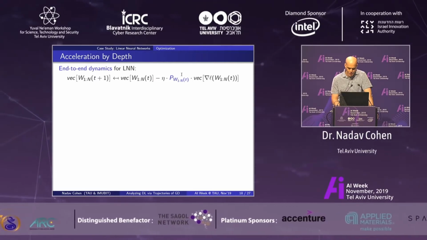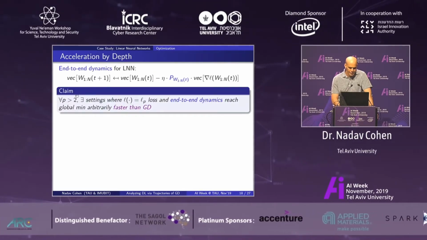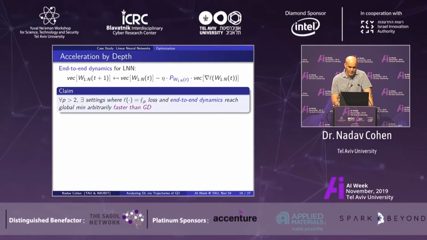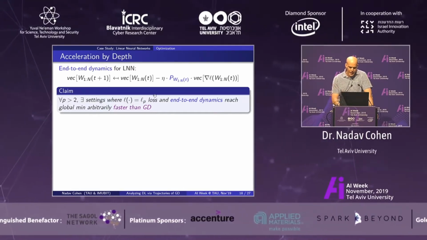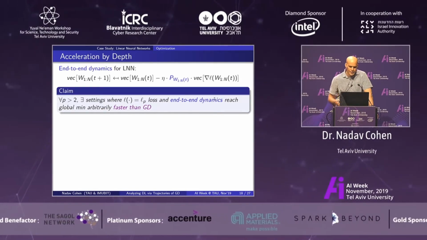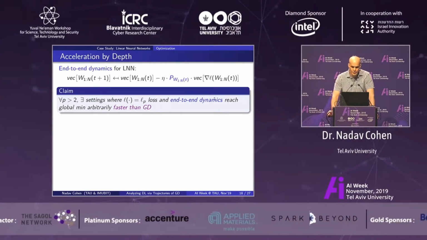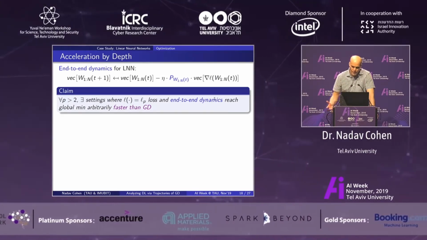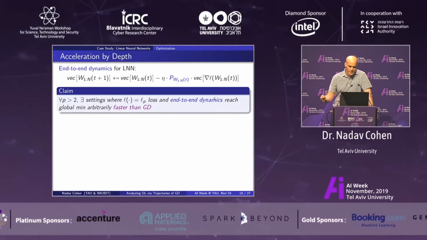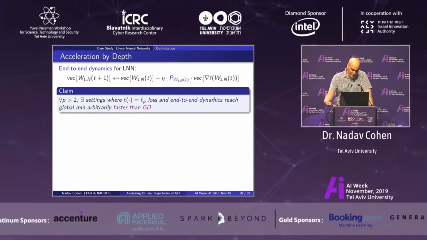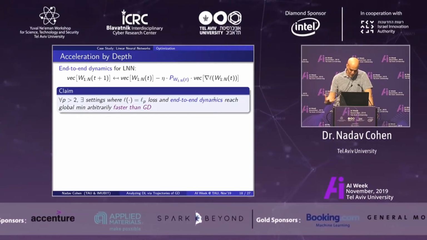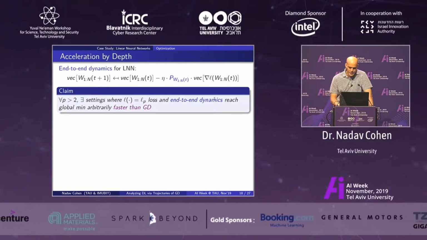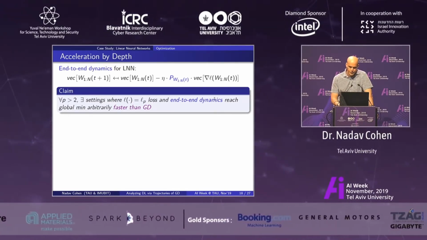Here's our preconditioner. What we prove is that for any p greater than 2, there exist settings with the loss being LP loss, that's convex. And in these settings, the end-to-end dynamics reach the global minimum much, much faster than gradient descent. So there exist settings where you have a convex loss and you can train a linear model, but if instead of that you train a linear network and in a non-convex problem, seemingly without giving you anything, it would lead to much faster convergence. Okay?